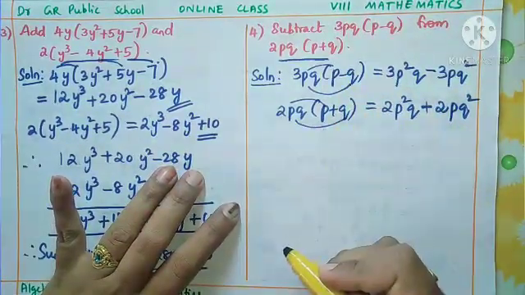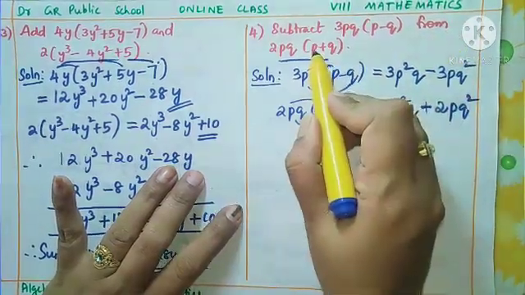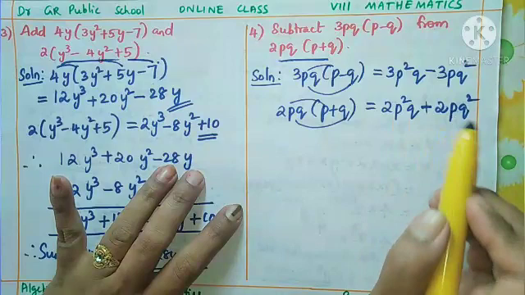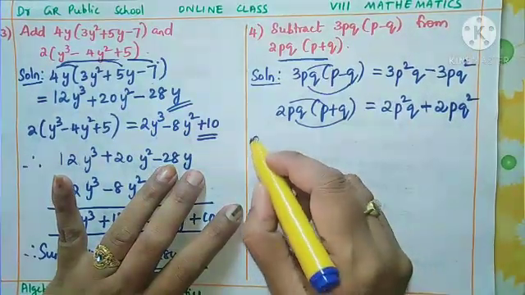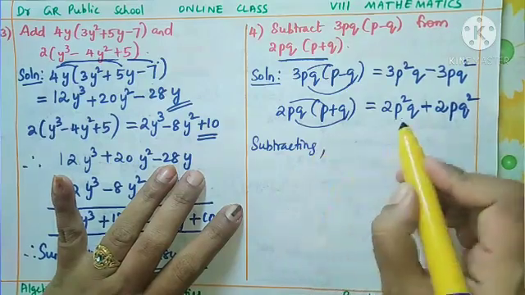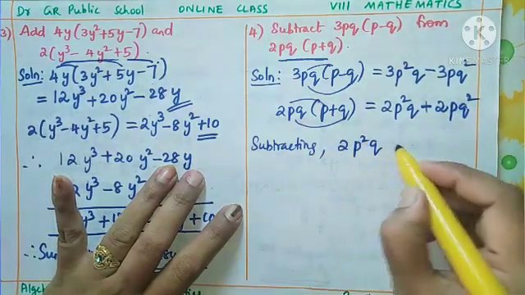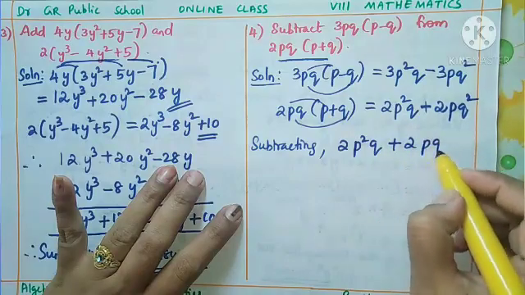Now we want to do the subtraction, and from the question you know, from this second polynomial. So that should be written first, correct? So when you do the subtraction, first you want to write the second polynomial, 2p square q plus 2pq square.